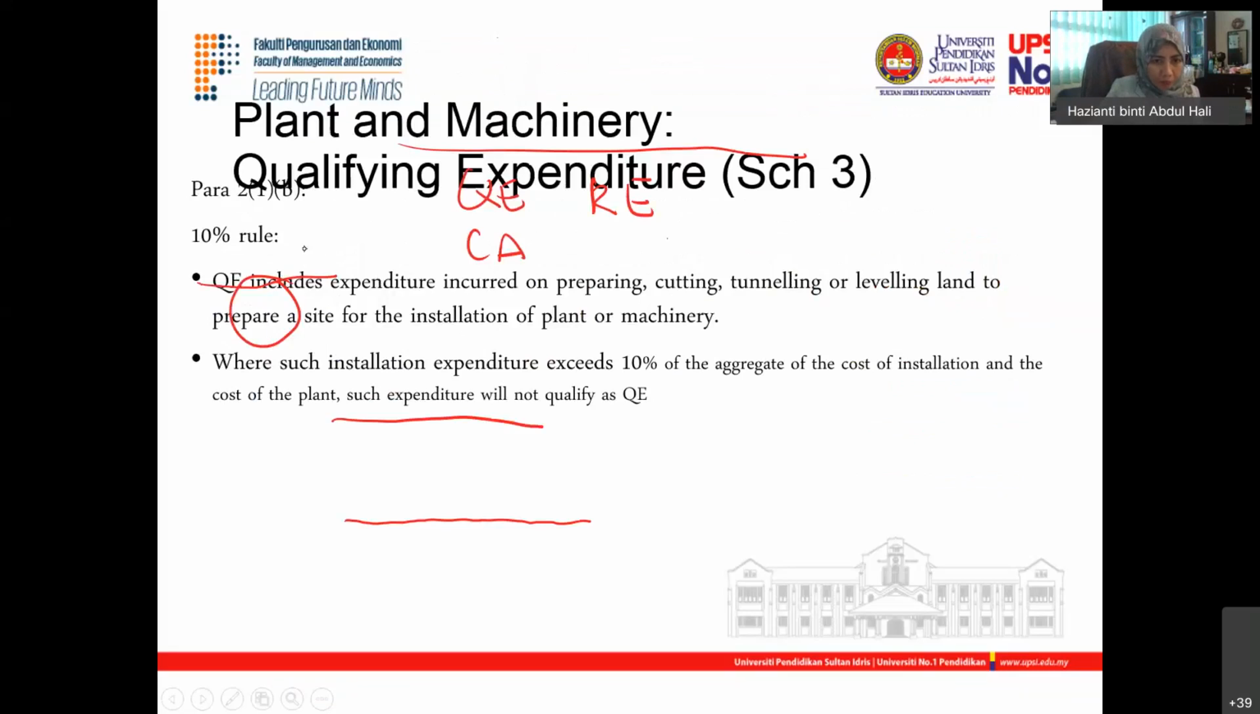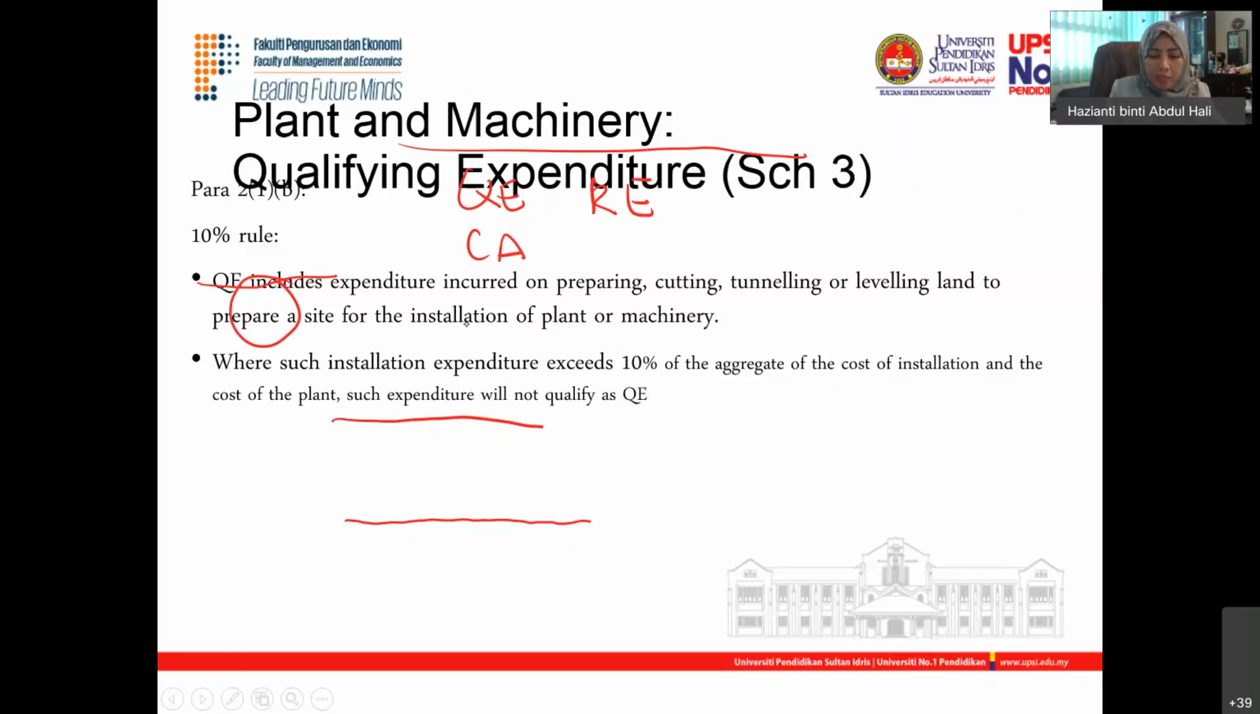10% rule maksudnya, if there is a qualifying expenditure incurred on preparing, cutting, tunneling or leveling land or prepare a site for the installation of plant and machinery. Dia bukan setakat beli tapi dia ada installation, preparing the site. So harga dia ialah all this cost plus the installation. Tapi kalau installation cost tu exceed 10% of the aggregate cost of installation ni, so the expenditure ataupun the installation ni will not qualify as qualifying expenditure.